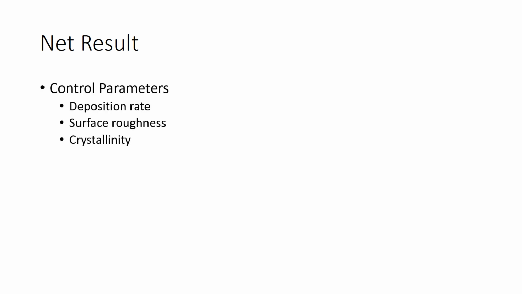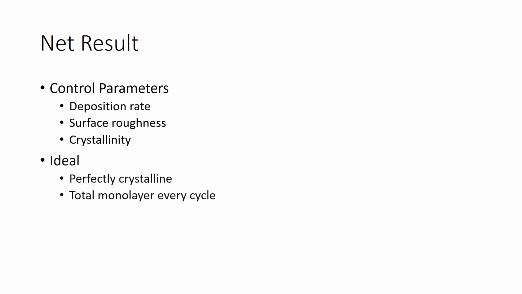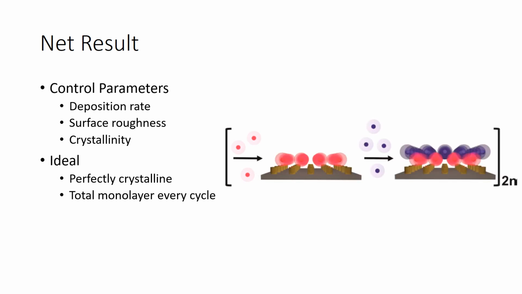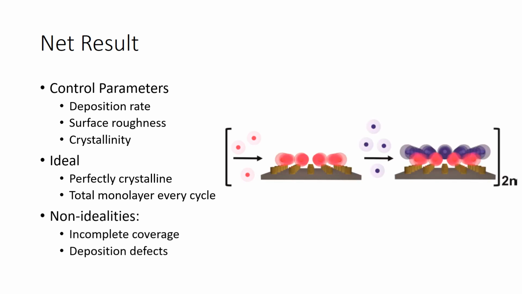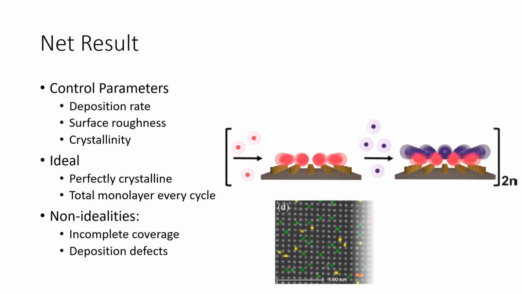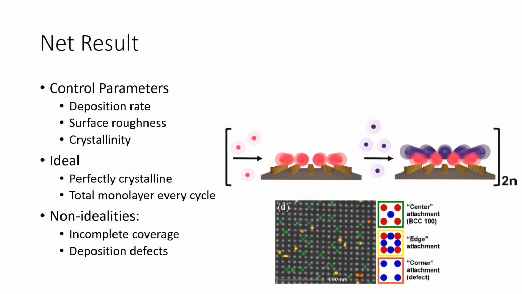So, what is the net result? Our system has the following control parameters: the deposition rate of nanoparticles onto the surface, the roughness of each layer after the deposition of nanoparticles, and the crystallinity of the deposited nanoparticle superlattice. Ideally, the deposition would be perfectly crystalline, with a complete monolayer at every cycle, as illustrated here. In reality, we have several non-idealities that need to be considered, including incomplete coverage or defects in the deposition, as illustrated here.